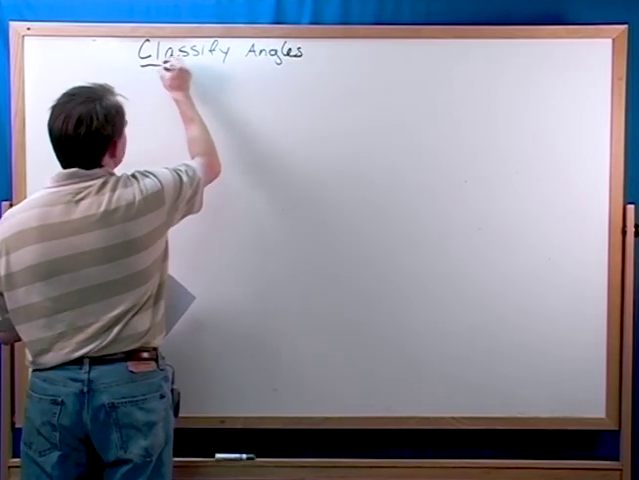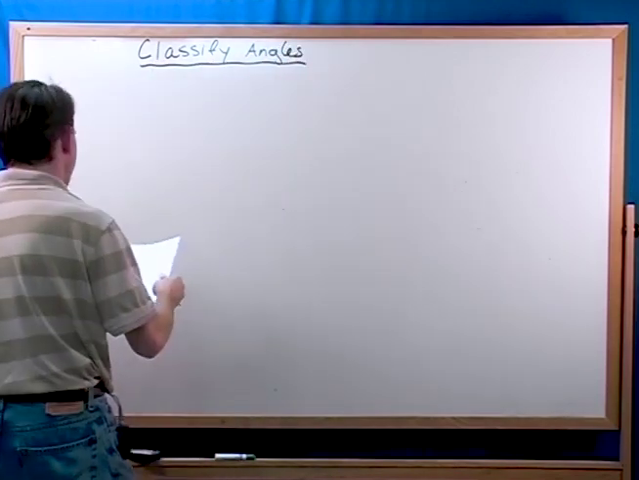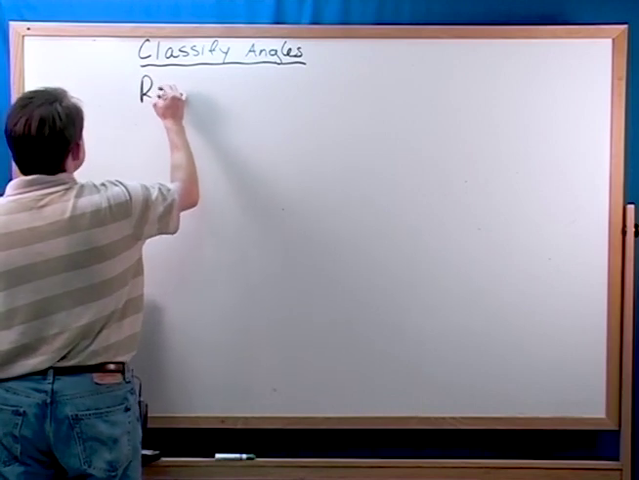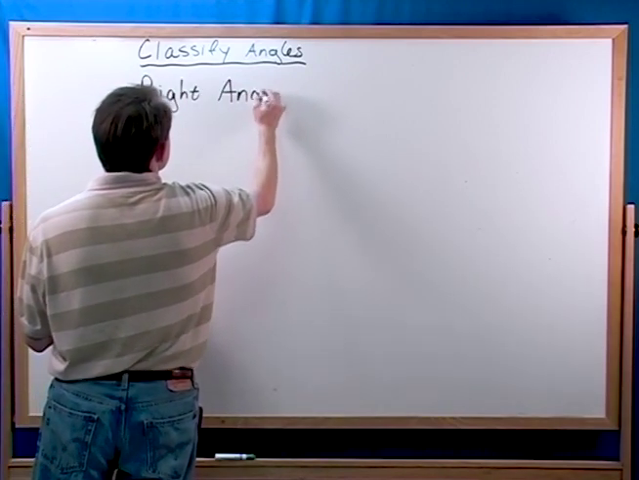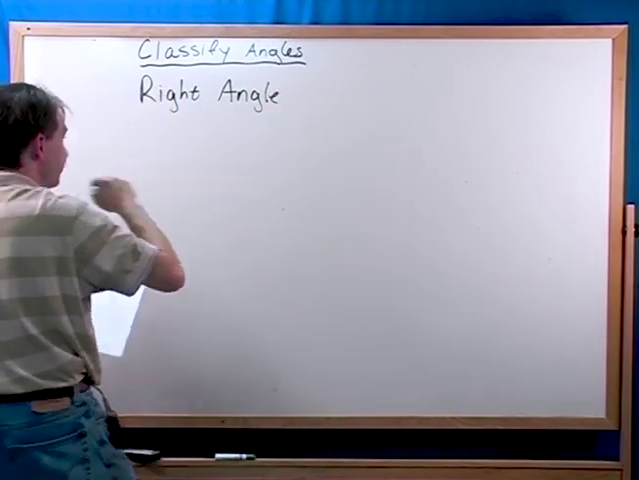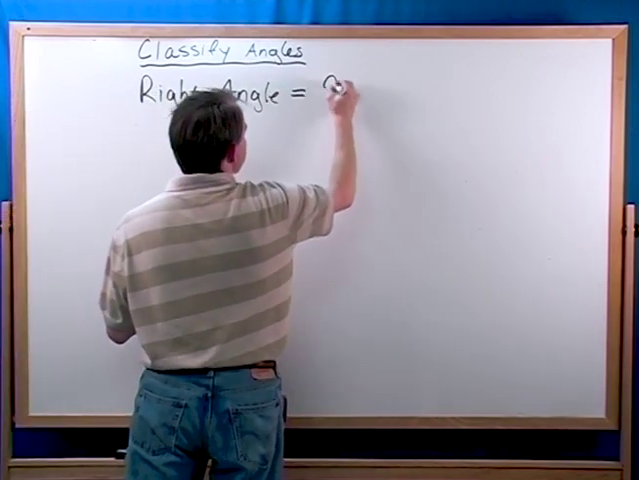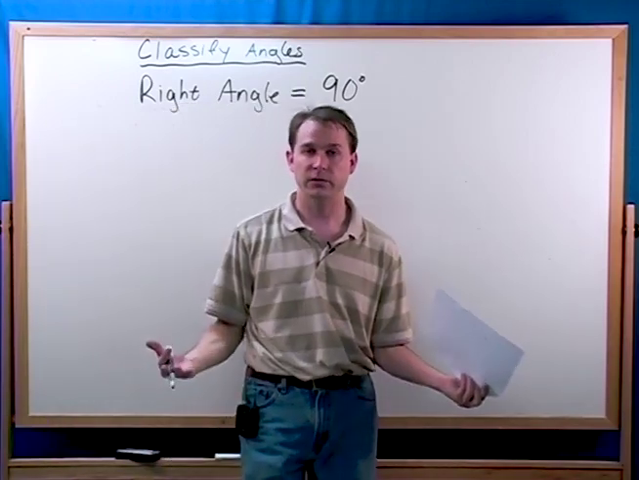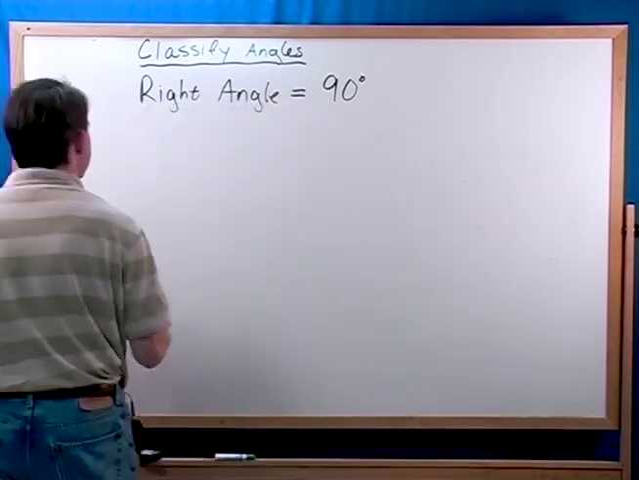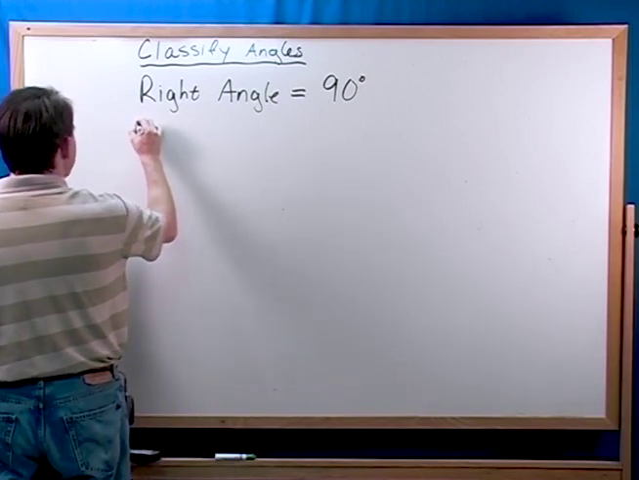Okay, the easiest one is the one I'm going to start with first, and that's called a right angle. Just like it sounds, right angle. Okay, a right angle is equal to 90 degrees. So we've already learned that. I already told you that's a quarter circle. Okay, a right angle is 90 degrees. So let's look at that. How would you draw a right angle?